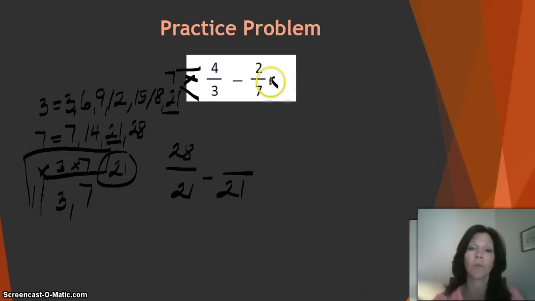Over here, what did you multiply 7 by to get 21? 1, 2, 3. Whatever you multiplied by in the bottom, you do the same thing to the top. 3 times 2 is 6. Nothing happens to your denominator, so simply bring it over. And then 28 minus 6 is 22.